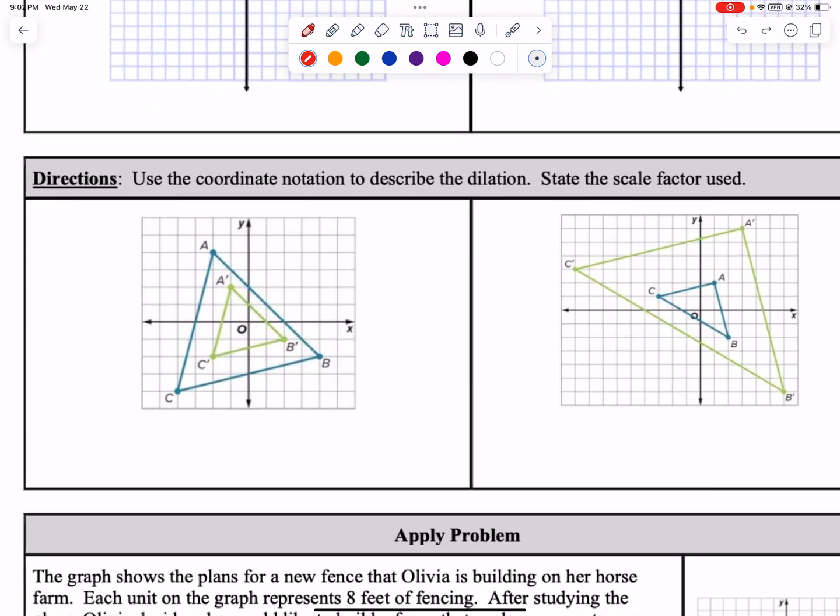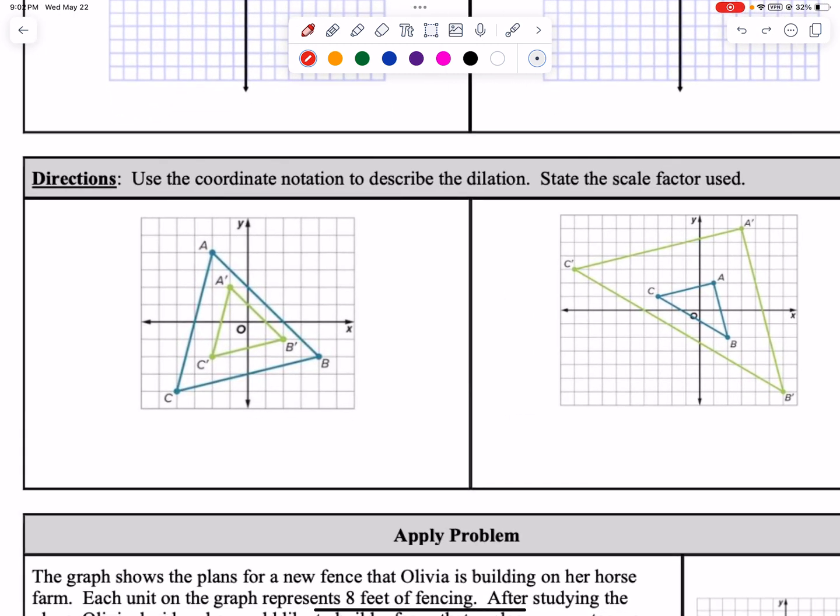Lucky you. All right. Use the coordinate notation to describe the dilation now. So we're just going to create some mapping, identify what the scale factor is. This one will be pretty quick here. I want you to just pick a point that you want to use. I would pick a point that you can clearly see is either on the inside and then going to the outside. It has to be the same point. So you have to compare C to C or A to A or B to B. Okay, you can't flip-flop those.